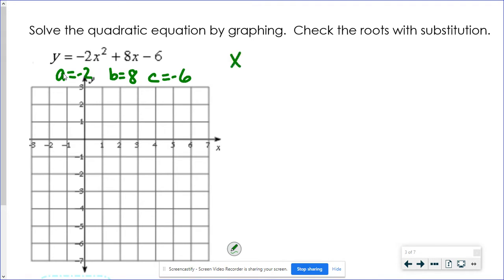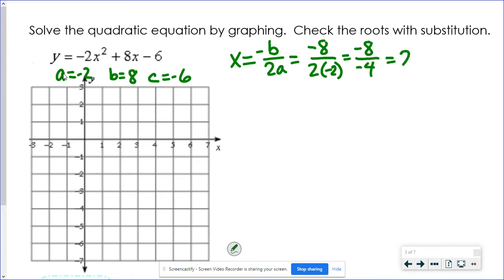The axis of symmetry, the opposite, let me just write it down the first time, the opposite of b over 2a. So I would have the opposite of 8, which would be -8, and 2 times the -2. So I have -8 over -4, which gives me 2. That's my axis of symmetry. It'll be right here at x equals 2. My vertex will be on that line.